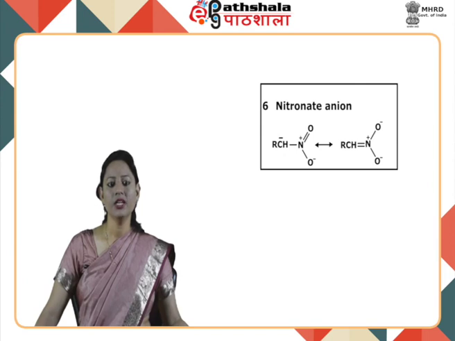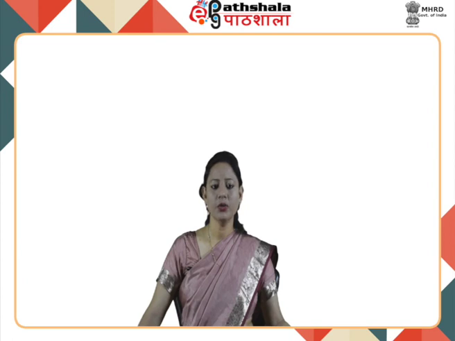The nitronate anion, which is formed by the abstraction of the alpha hydrogen of an alkane, is also resonance stabilized. Another factor which decides the stability of a carbanion is the hybridization of the charge bearing atom, that is, the hybridization of that carbon which is negatively charged. Stability of an anion will depend upon the s character of the carbanion. That is, the more the s character, the higher will be the stability of the anion.